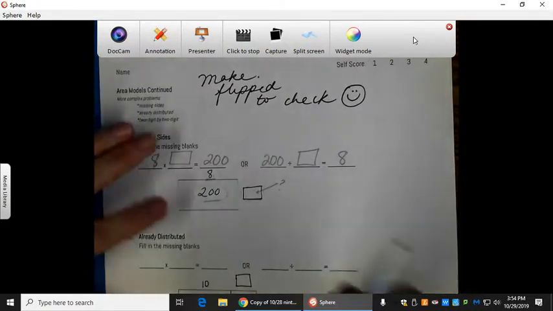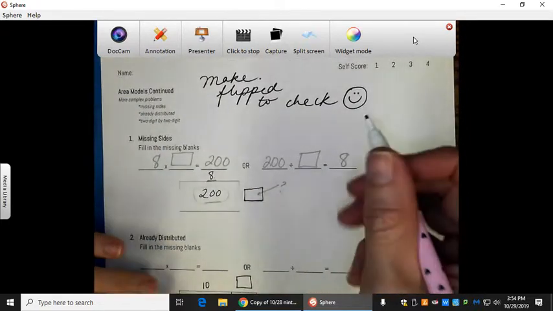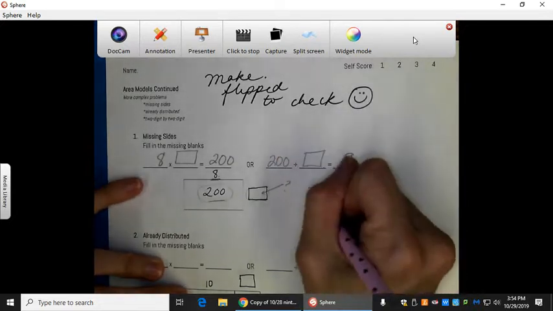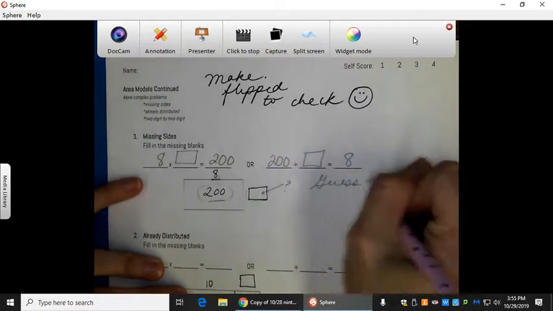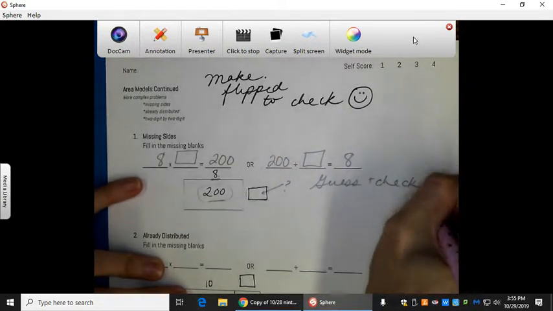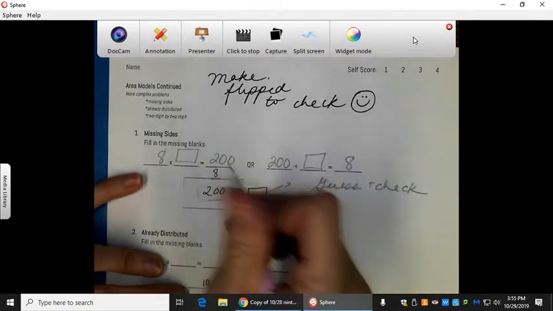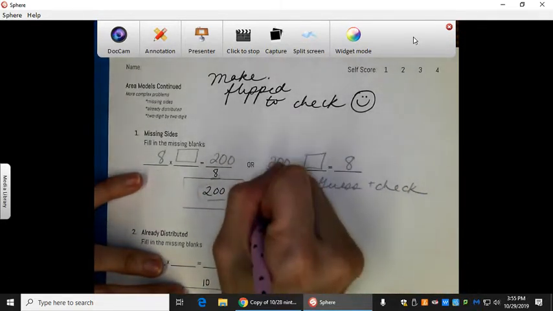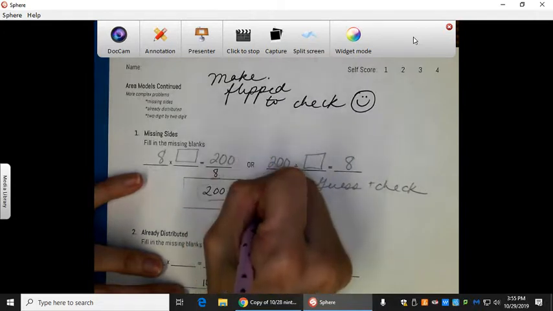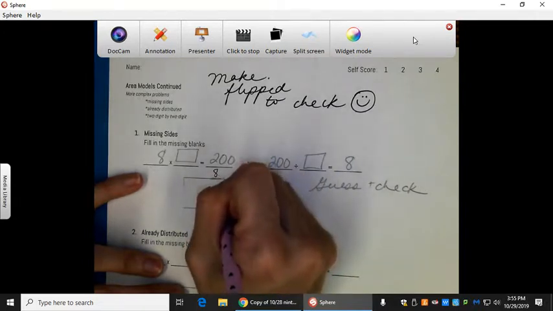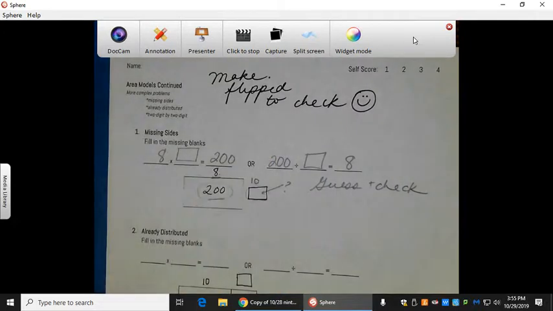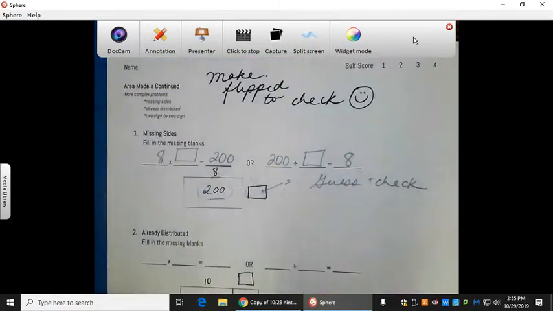Now, I remember yesterday a student offered this information about using a strategy called guess and check. Sometimes we need to guess and check a little bit. So let's pretend we had a 10 here. 8 times 10. Well, 8 times 10 only gets you 80. Yikes. So it's got to be more than 10.